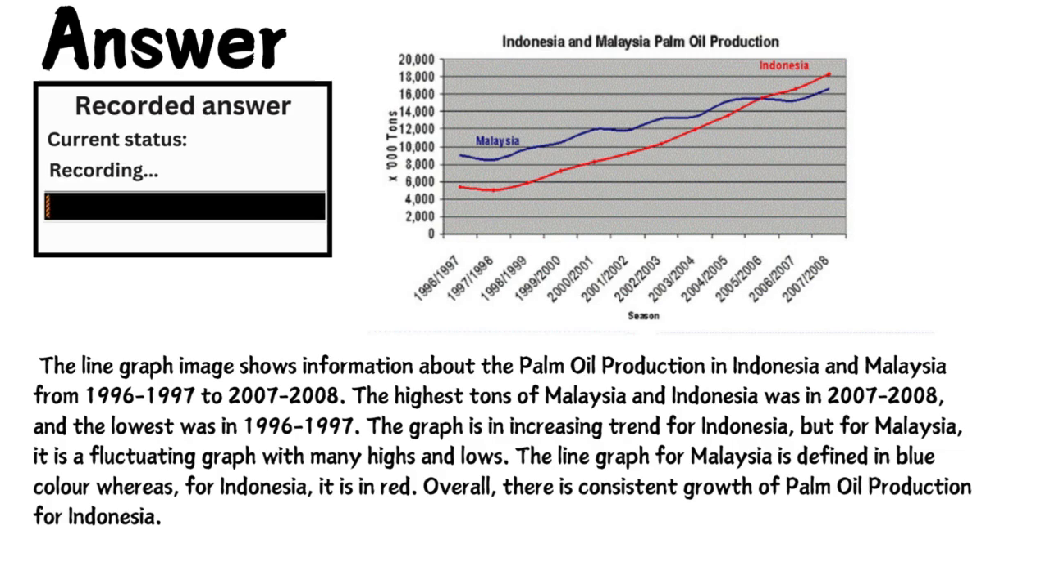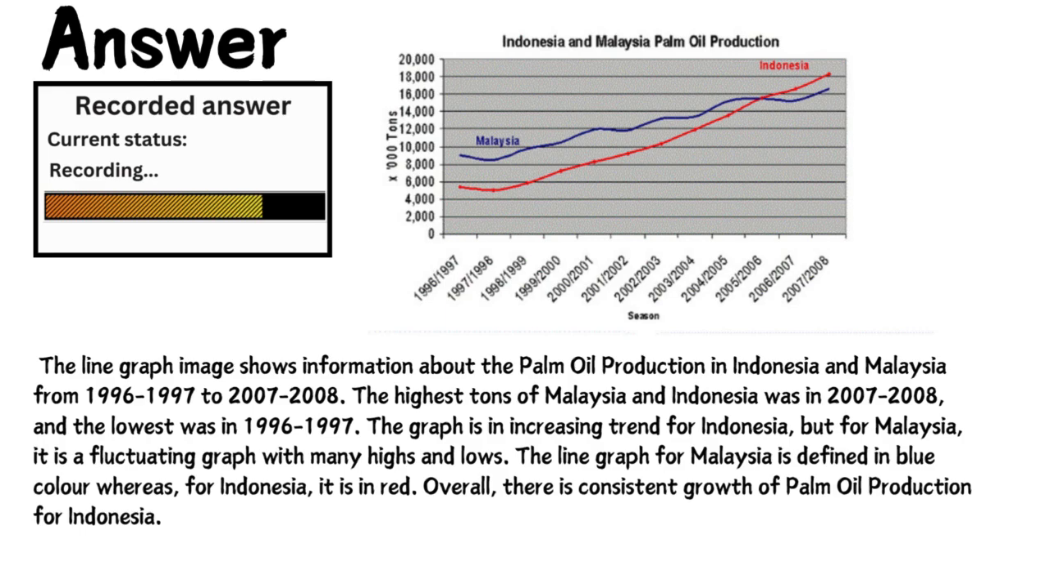The line graph image shows information about the palm oil production in Indonesia and Malaysia from 1996 to 1997 to 2007 to 2008. The highest tons of Malaysia and Indonesia was in 2007 to 2008, and the lowest was in 1996 to 1997. The graph is an increasing trend for Indonesia, but for Malaysia, it is a fluctuating graph with many highs and lows.